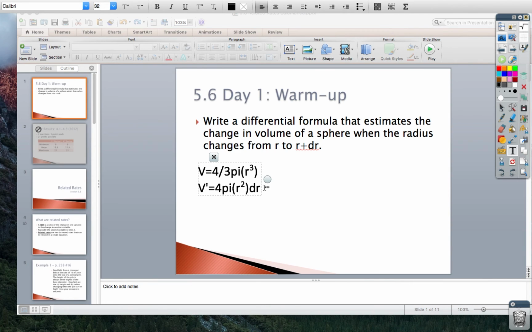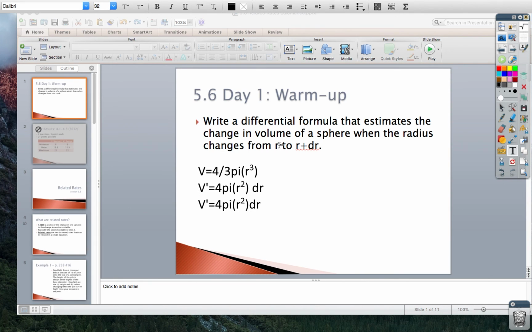Now keep in mind, now that we're finding these differentials, you want to make sure that you add this dr at the end, because we found the derivative with respect to r, which makes these even more important to us now. As we go through, we're going to start substituting. We know that it changed from r to r plus dr. So this r would have been replaced with this r squared. And this dr, remember, is delta r, or the change in r.